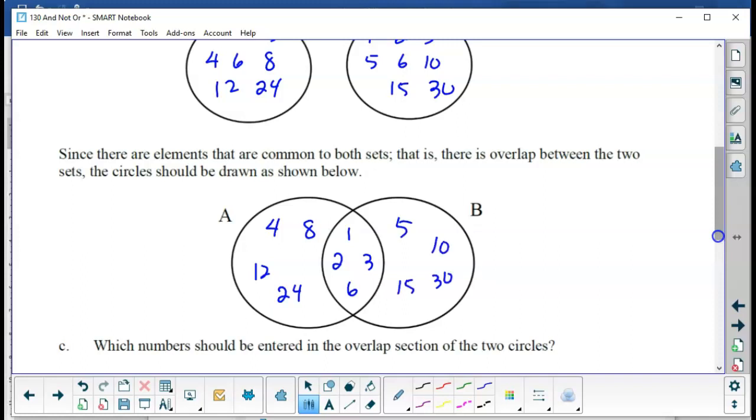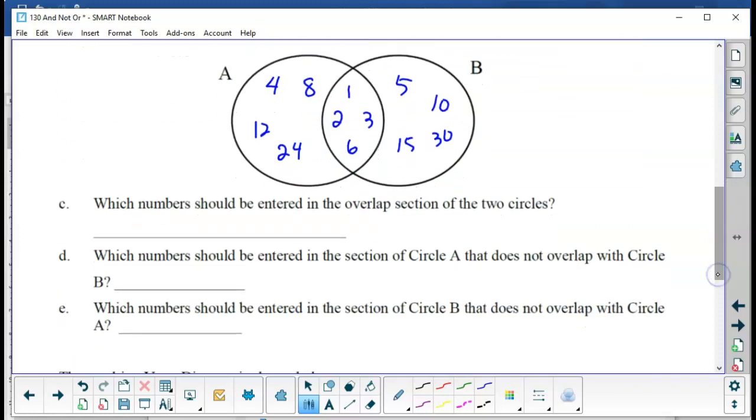Okay, so I kind of did that. What numbers are in the overlap? 1, 2, 3, and 6. Does not overlap in A: 4, 8, 12, 24. In B: 5, 10, 15, and 30. Okay, the overlap means they're in common.